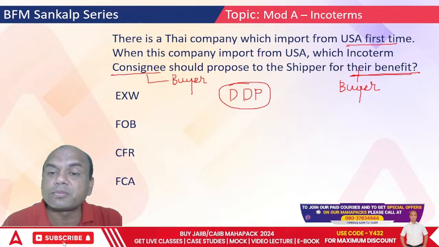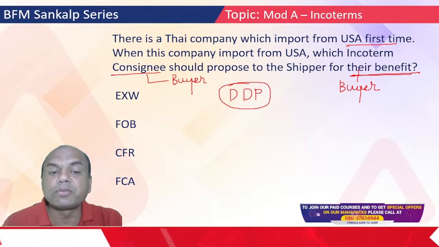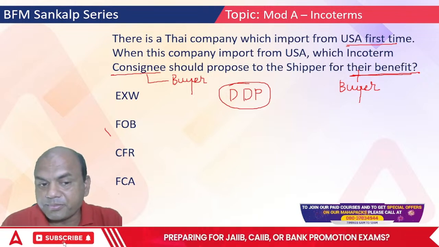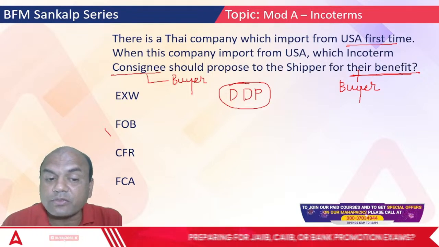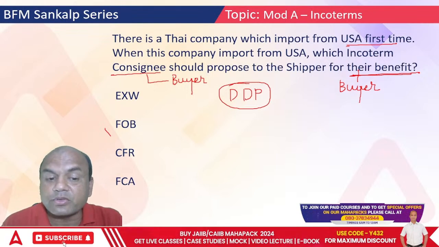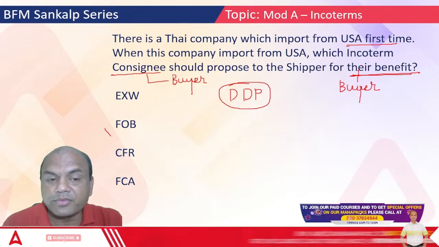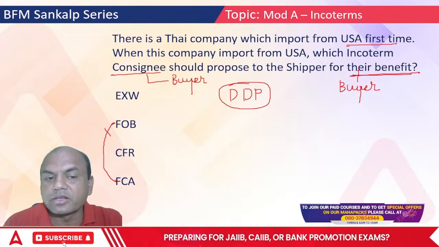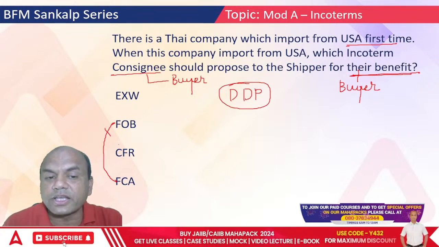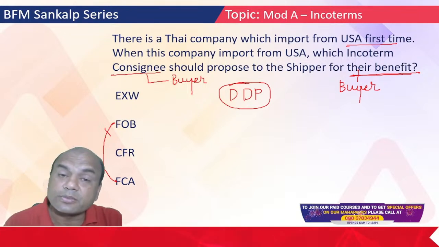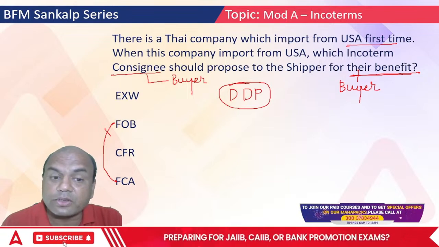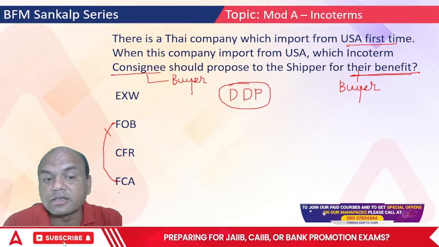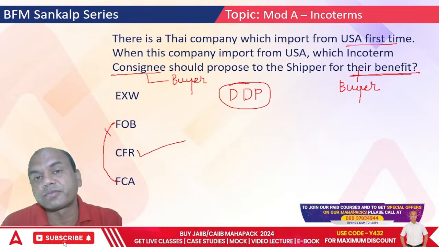Ex Works means what? It is the best for the seller. FOB means what? Loading on the ship. CFR means what? Cost and freight. And FCA means what? Free carrier. Okay. So FOB and FCA are same. So which is the best among these? Ex Works, FOB and CFR. Which is the best for the buyer over here? Among these three, it is CFR.